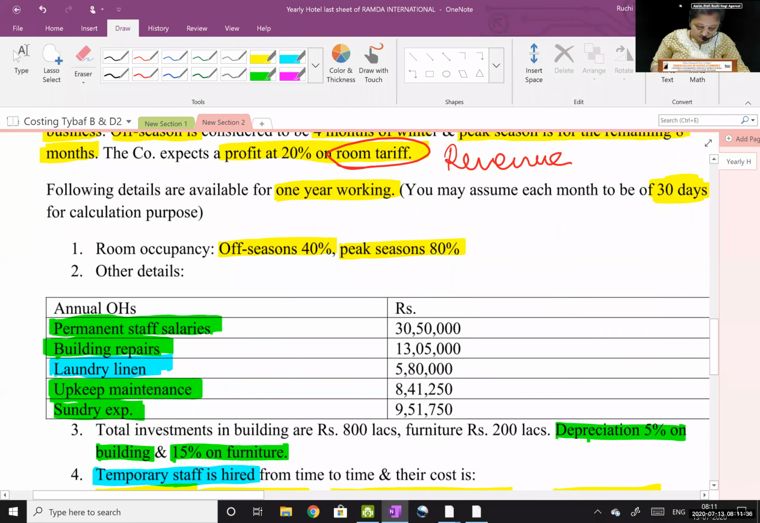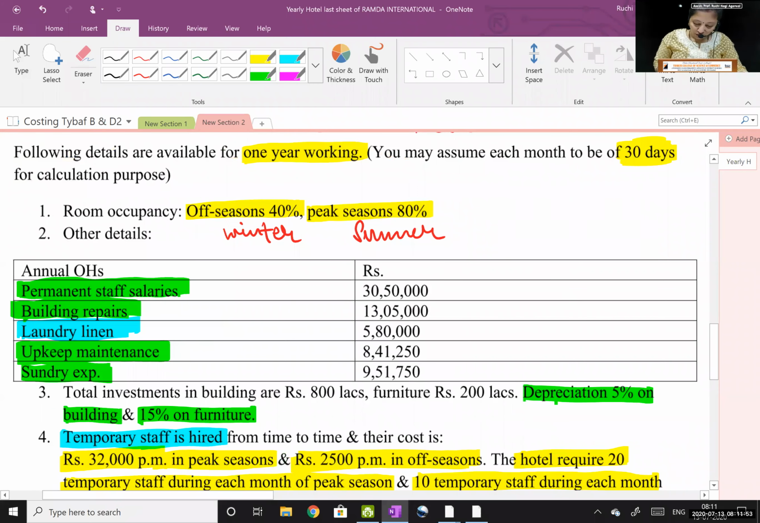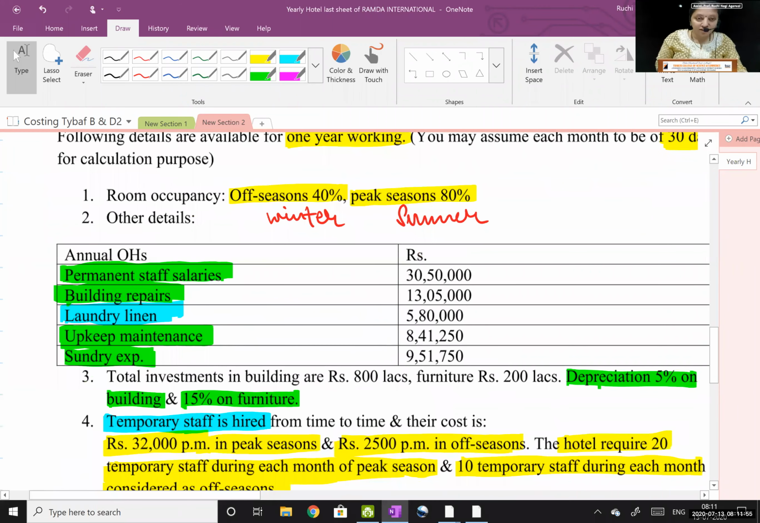Next, occupancy is given: 40% occupancy during winter, the off seasons. No, off seasons is winter, and peak seasons is summer. Okay, and annual overheads, permanent staff salary.